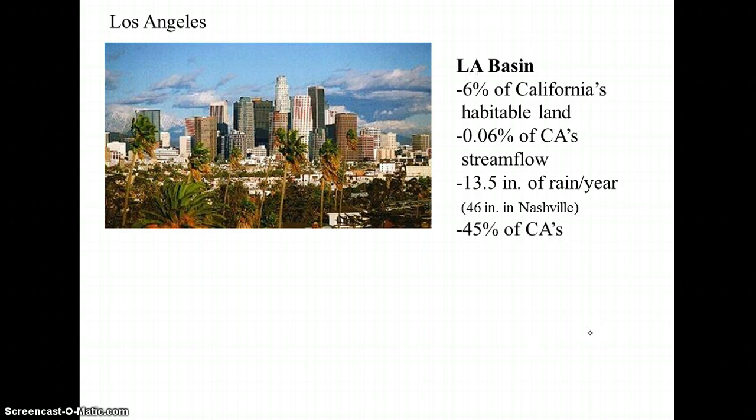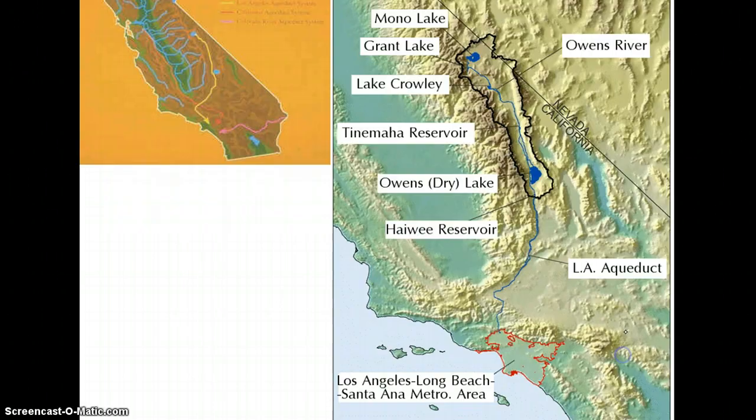So 45% of California's population, though, lives in this area. So 45% of the population, 6/100ths of a percent of the stream flow. You can see a significant disconnect there. There's not enough water to support the number of people that live in Los Angeles. So they have to bring in lots of water.